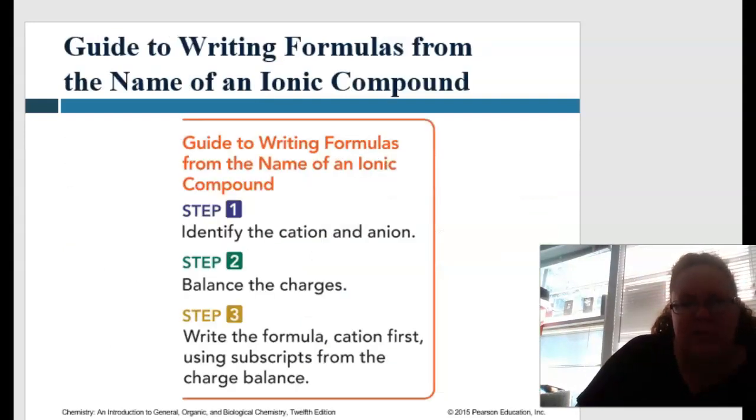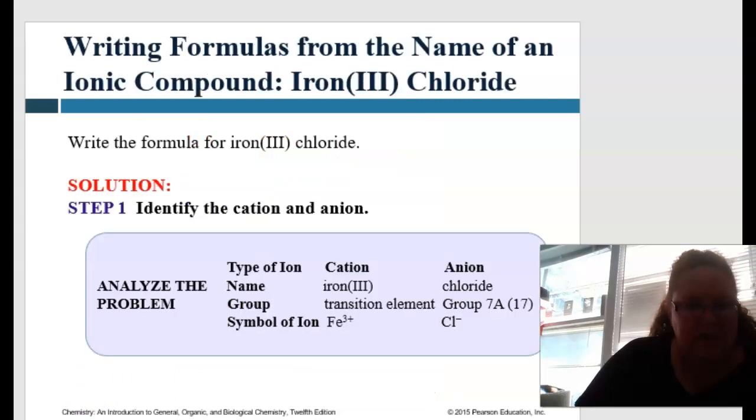So the guide to writing formulas with the name of an ionic compound, again, is step 1, identify the cation and anion. Step 2 is balance the charges. Step 3 is to write the formula using the cation first, and then using the subscripts from the charge balance. And so here we go.